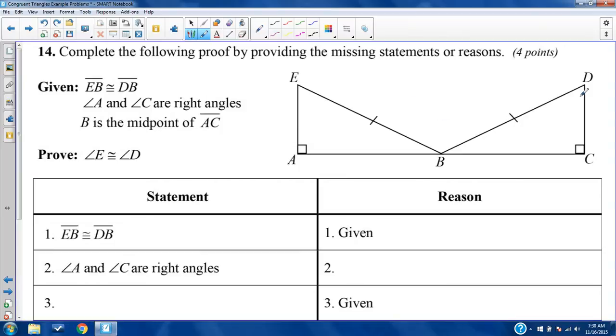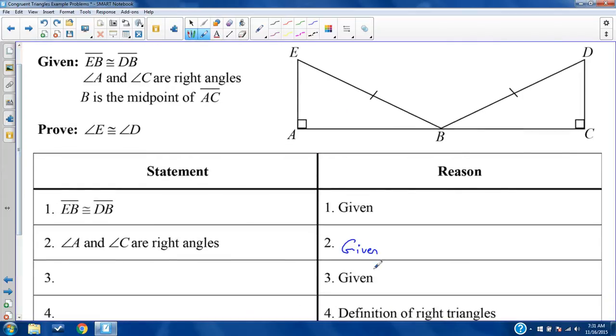EB is congruent to DB. Looks like that's given, and that's actually already provided on here. Angles A and C are right angles. Okay, that's also given. They tell us that. We can fill that in. Three, a third given, actually, is this one here: B is the midpoint of AC. So far so good. Just getting the givens filled up.